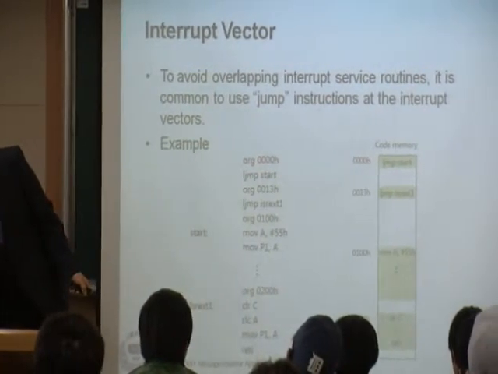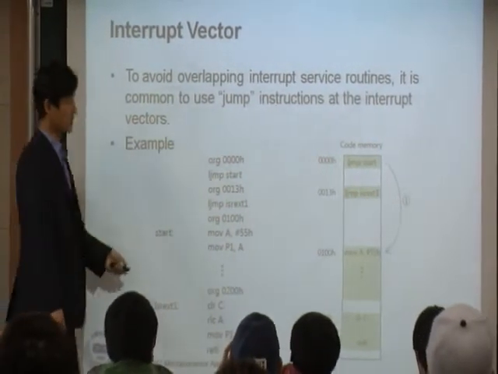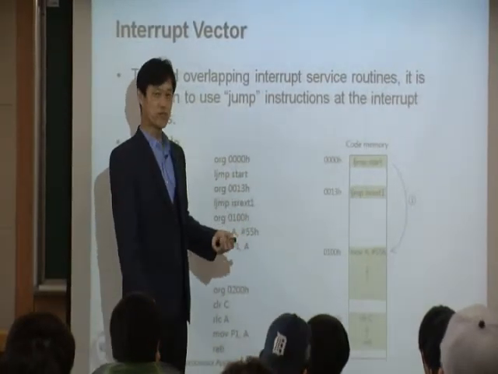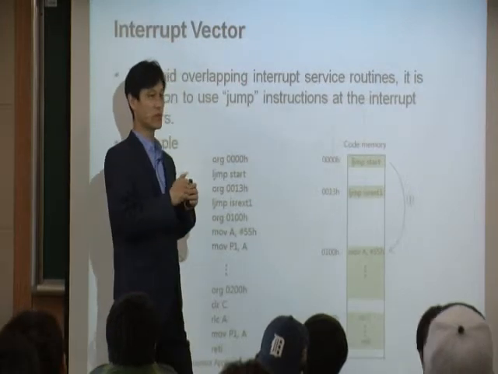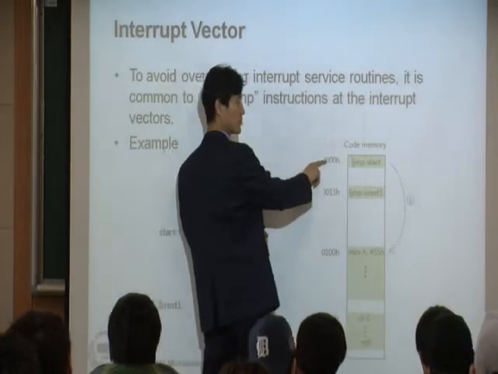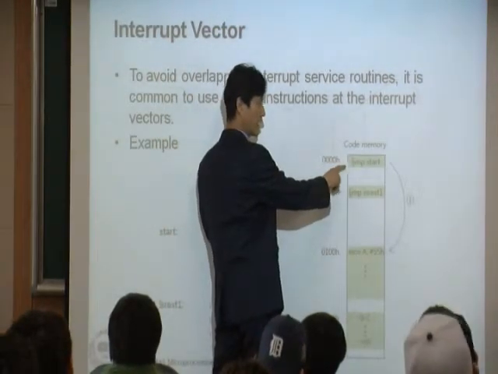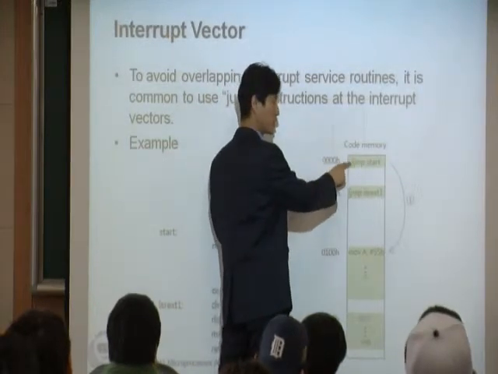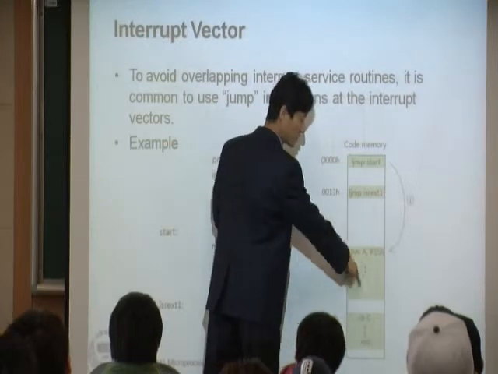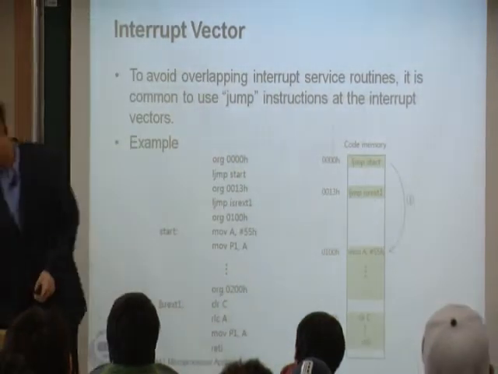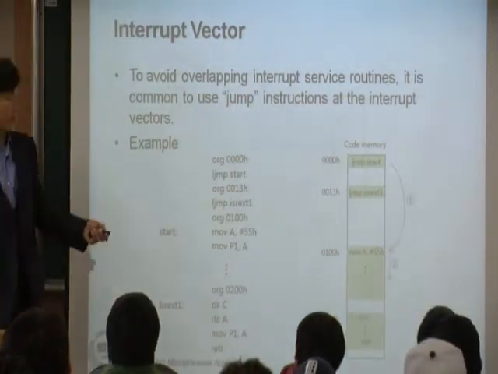Interrupt service routine is almost the same thing. So let's understand what happened. Whenever you boot up the microprocessor, it starts from 0000H, and the instruction in here is a long jump start. So you do the long jump and you start from here. And that's actually your program.